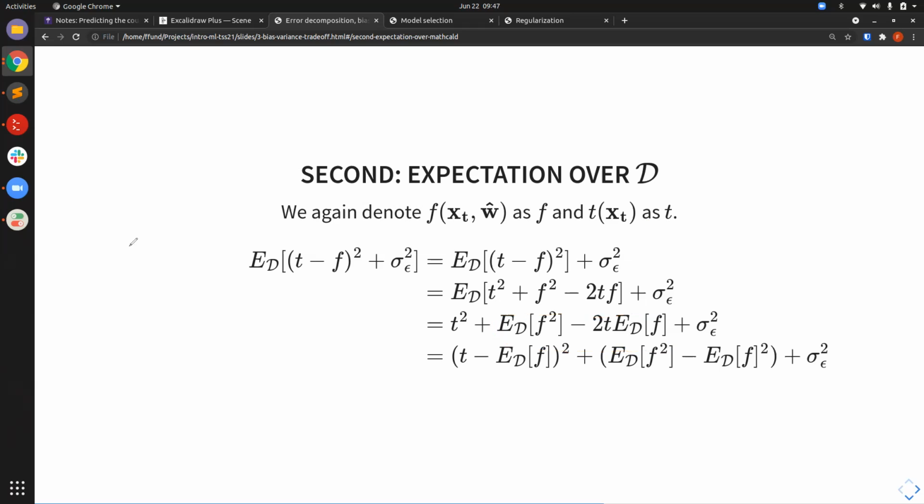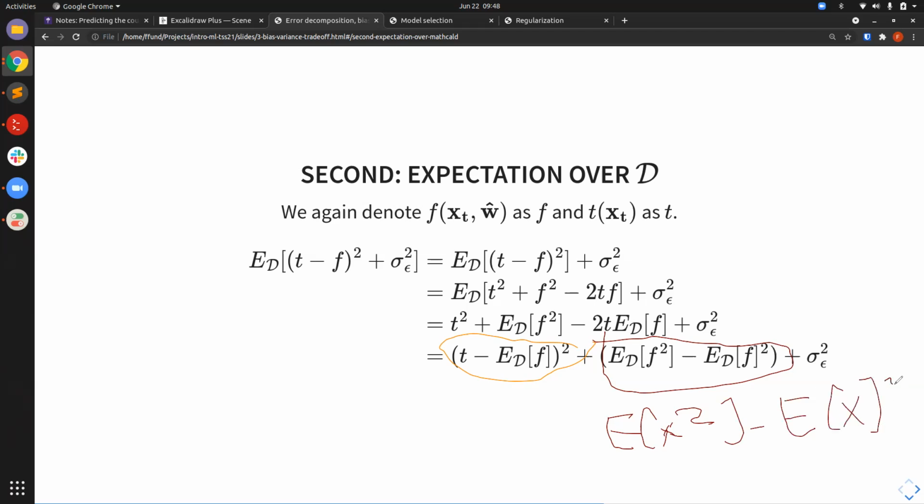And I'm omitting some algebraic steps here. But eventually we end up with something like this. So we have the true value for the test point minus the expected value for the model, and then we take that squared. That's the first term. The second term is the expected value of the model output squared minus the squared expected value. I can't say that out loud, but this is basically E of x squared minus E of x, squared.